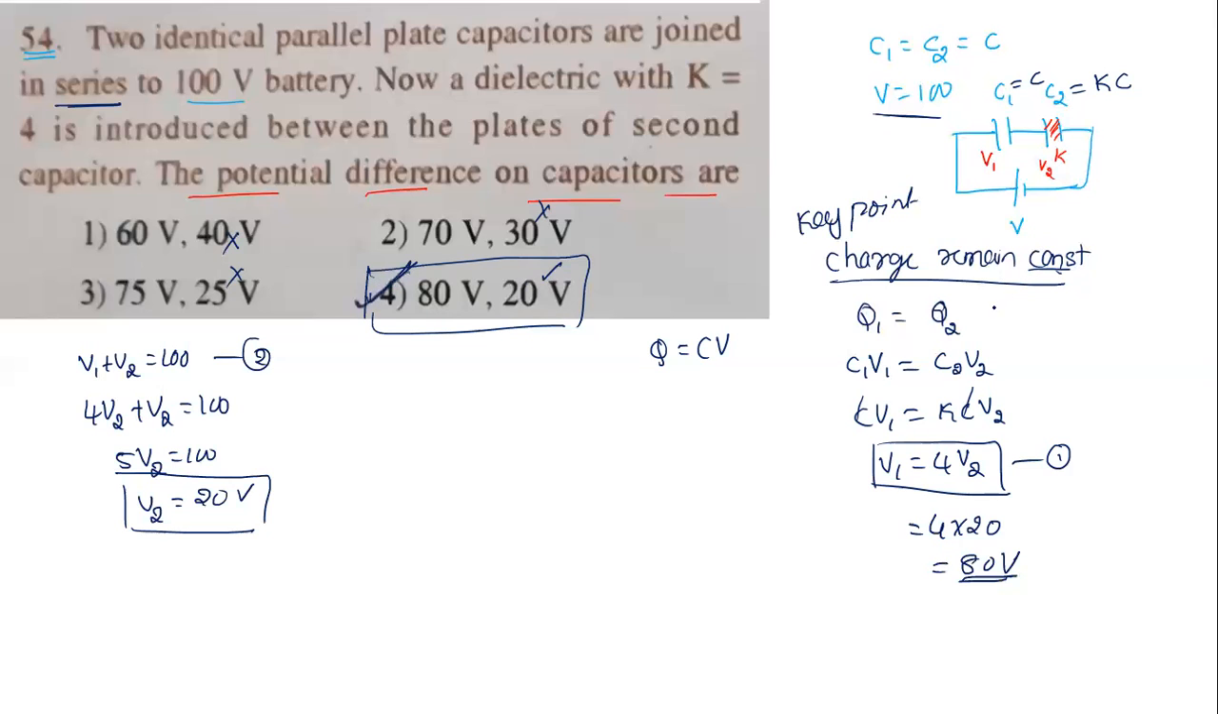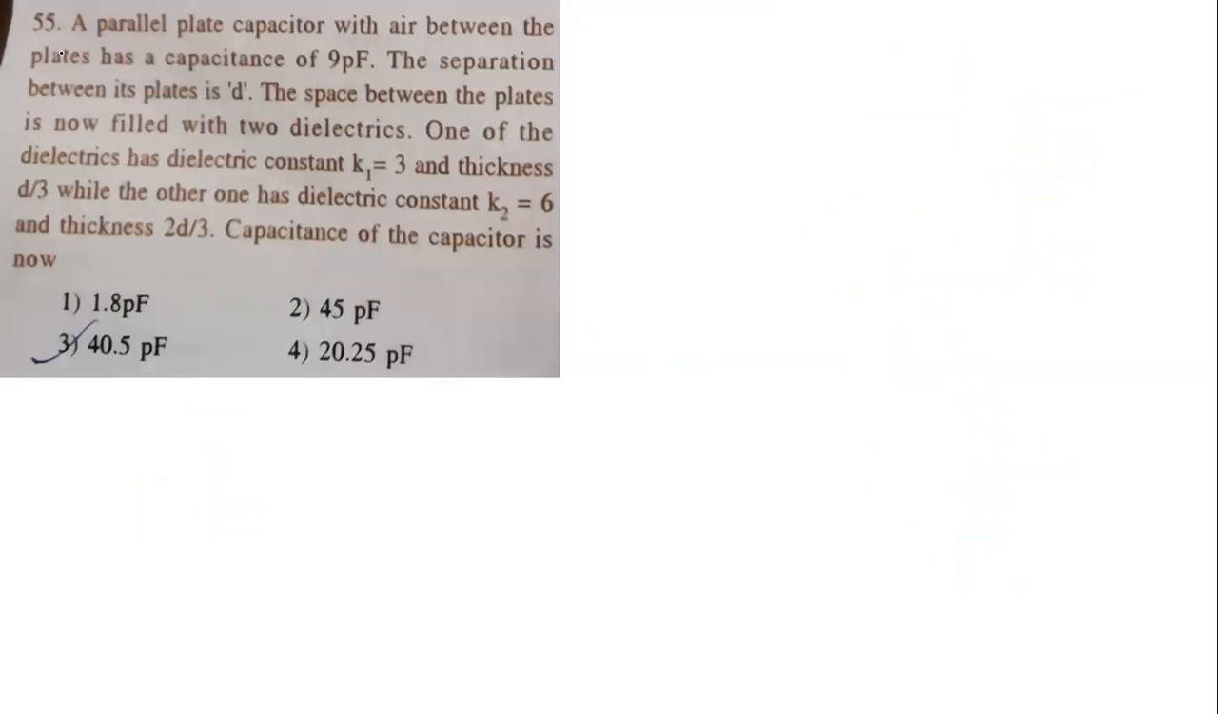Okay, this is about question number 54. Now look at question number 55. What does question number 55 say? A parallel plate capacitor with air between the plates has a capacitance of 9 picofarad, that is air, C0. The separation between the plates is D. The space between the plates is now filled with two dielectrics. One of the dielectrics has dielectric constant K1.